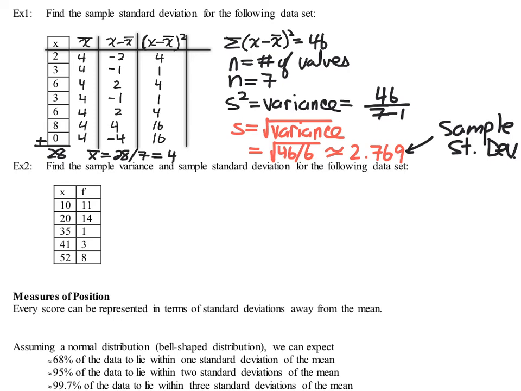All right, so we got 10, 20, 35, 41, 52, 11, 14, 1, 3, 8. Double checking this way, that way, backwards, forwards, upside down, left and right. You just got to double and triple check.